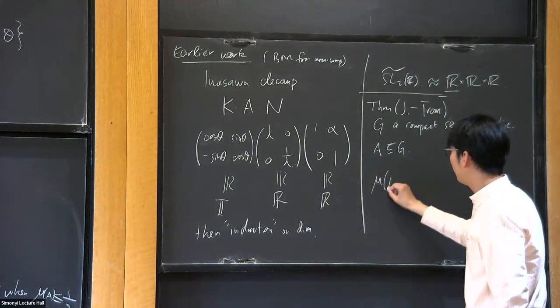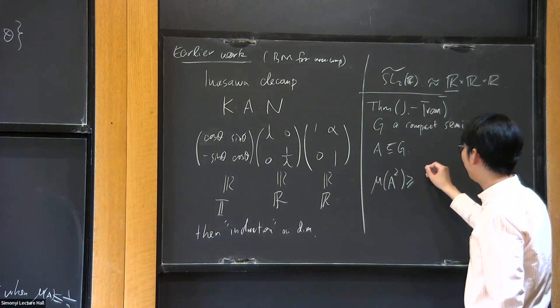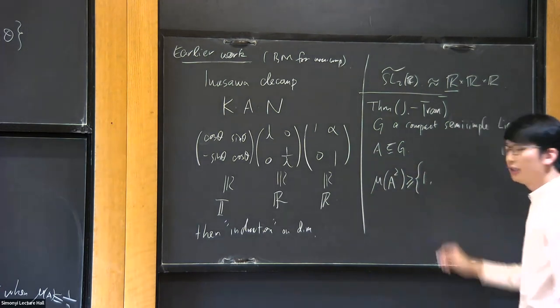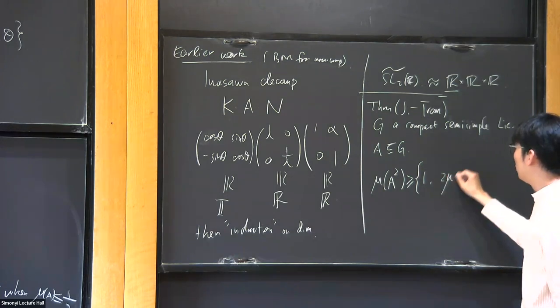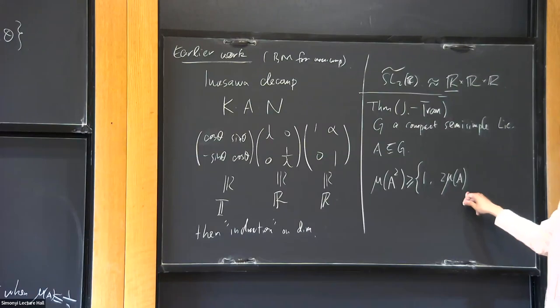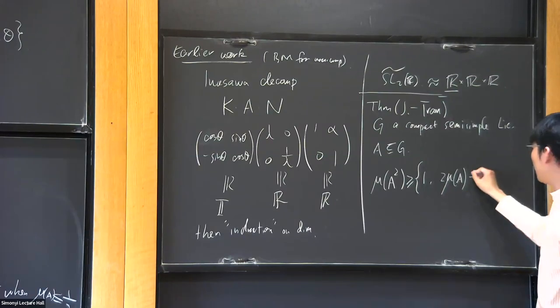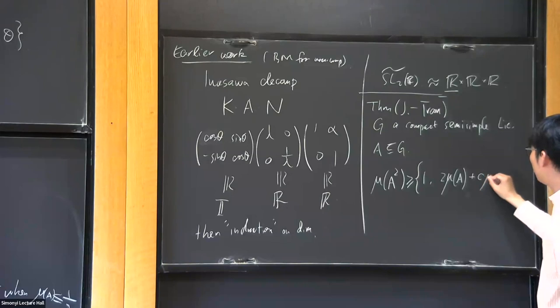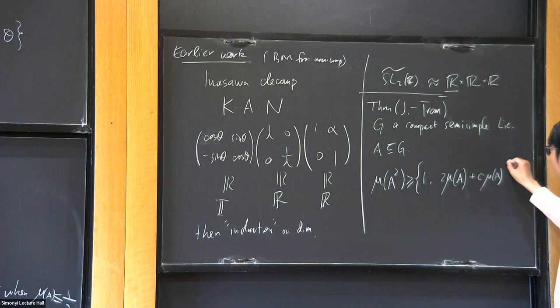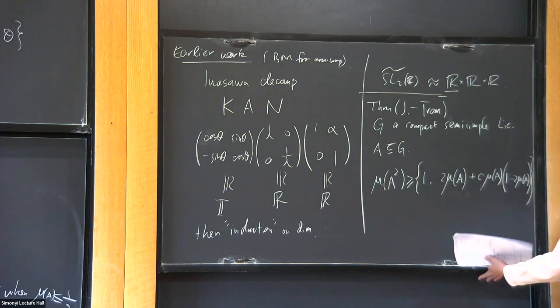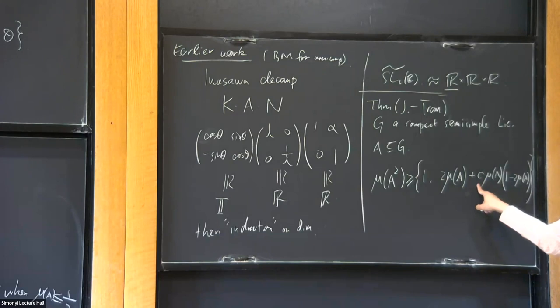In this case, we have mu of A squared is at least the minimum of one and, since the whole group has measure one, you cannot go larger than one. And here, the 2 mu A term is trivial from Kneser type inequality, but we have some gain. So we have C times mu A, so it's sort of like 2 plus C times mu A, but with another term, 1 minus 2 mu A. C is an absolute constant independent of the rank of G. So it's true for every group.